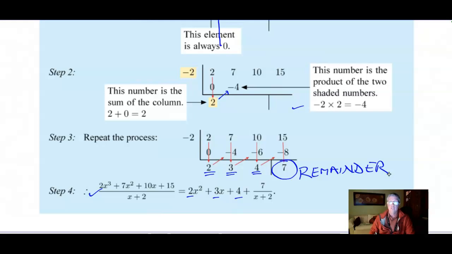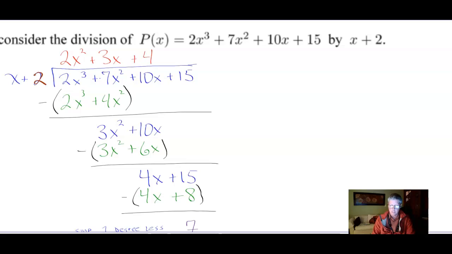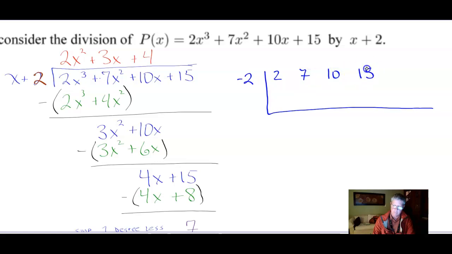Once you do this 2 or 3 times, it's a piece of cake. So let's do it. All right, so this is the problem that we just did. I'm going to do the synthetic division, and maybe you'll see the numbers, how they appear in the long division. So first thing we do is negative 2. I know we just did this one, but we're just 2, 7, 10, 15.